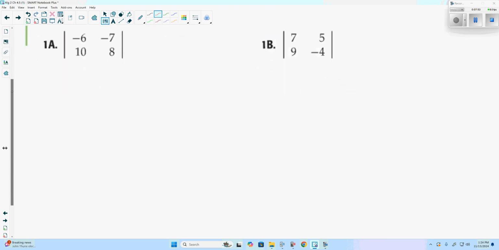So here our first diagonal, the positive one, is going to be negative 6 times 8 minus our other diagonal, which would be negative 7 times 10. Negative 6 times 8 is negative, what is that, 42? No, yeah, 48. I'm thinking of 6 times 7. Minus negative 7 times 10 is negative 70. But our negative negative would make a positive, negative 48.